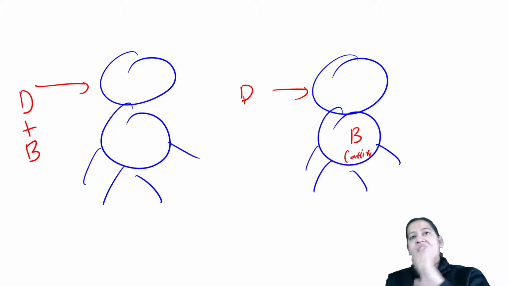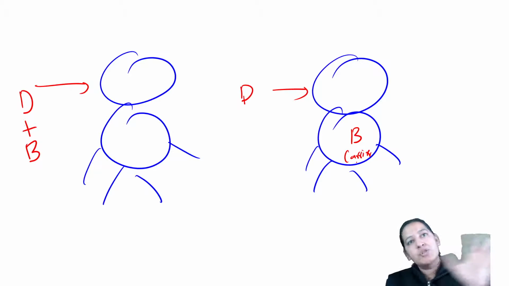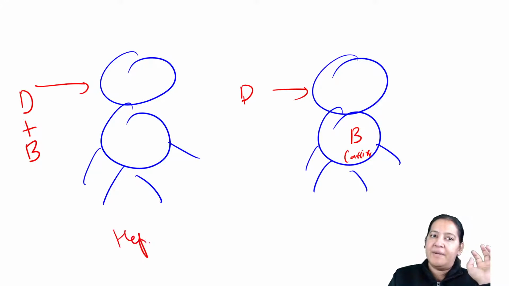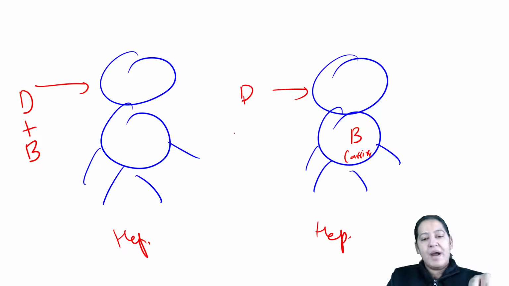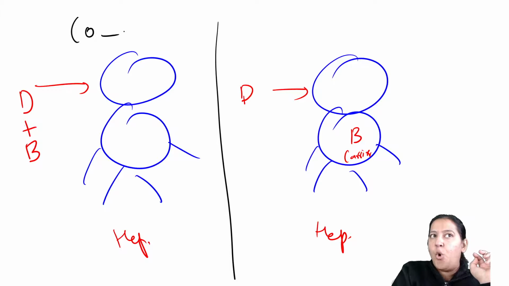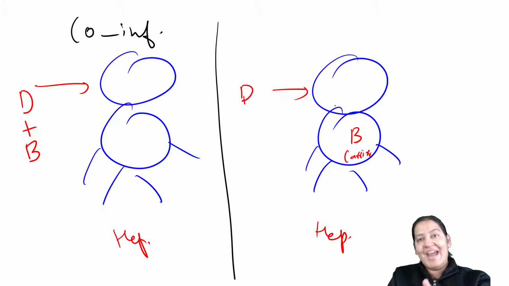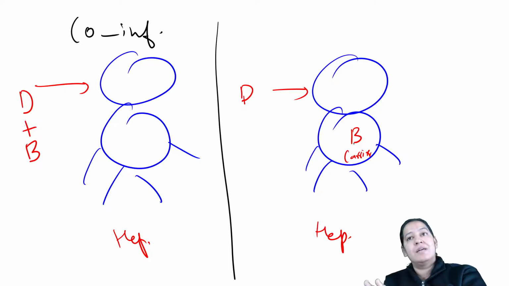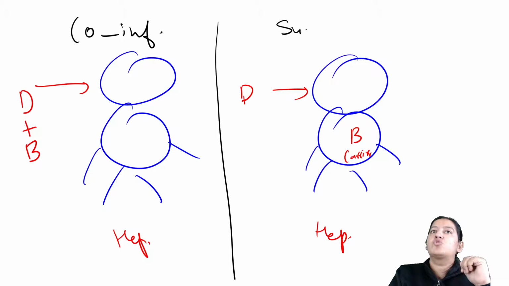The person is already a carrier of B, an asymptomatic carrier. So in both these scenarios, the person will have hepatitis because the combination is there. But you can see in the first, both are entering together. That's why it is known as co-infection. And in the second, B is already present and D is entering ahead. So it is known as super infection.